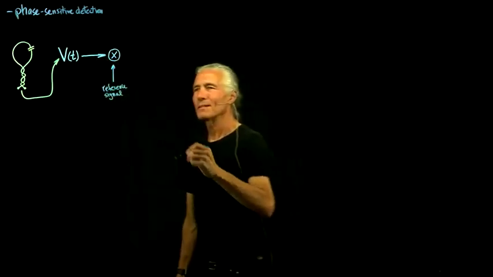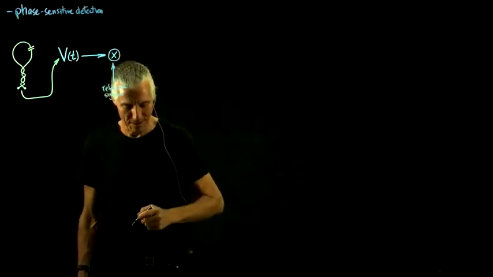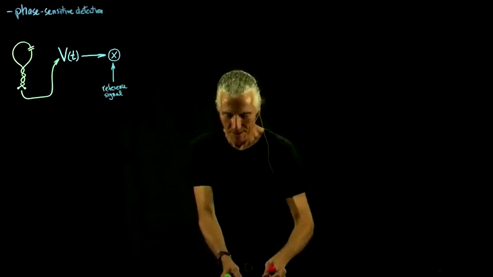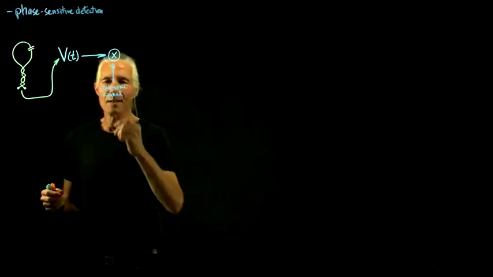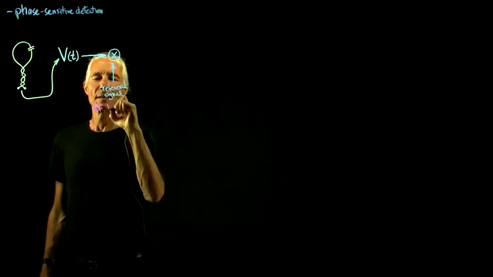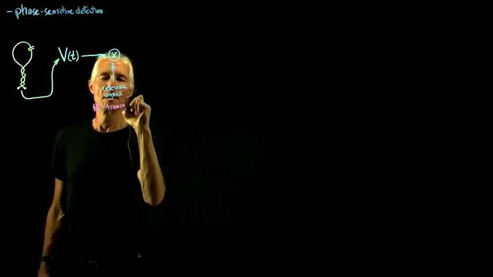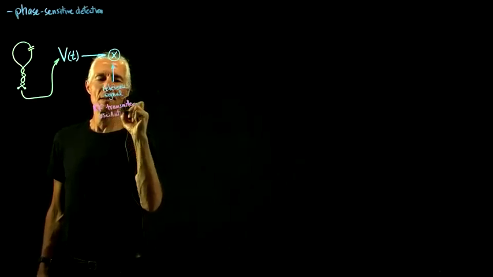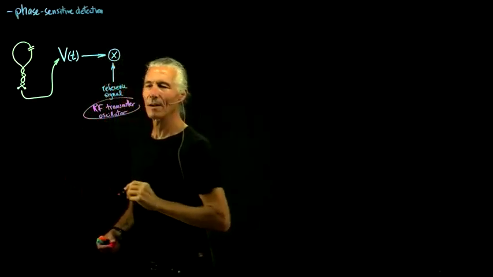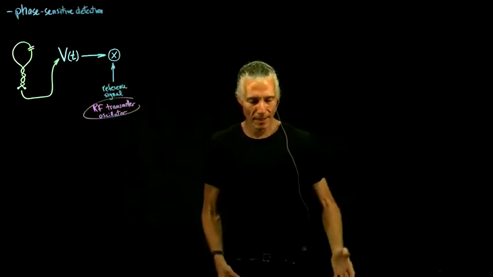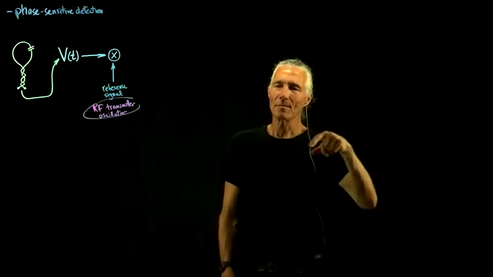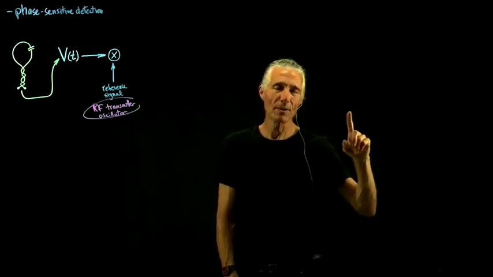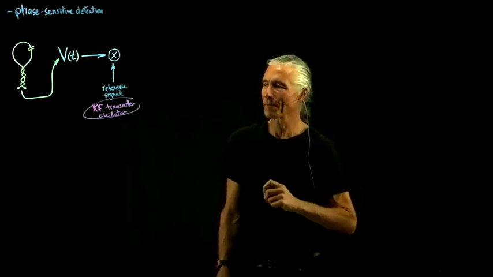And so what is that reference signal? That reference signal is the RF transmitter oscillator. So what does the RF transmitter do? Well, it just generates a very accurate 123 megahertz sine wave, just one frequency. It just makes one single frequency.